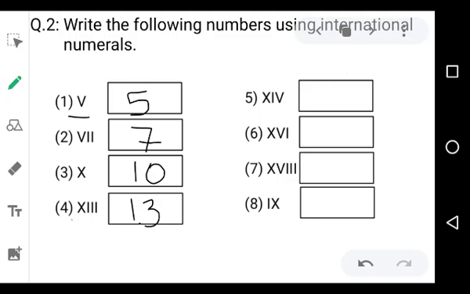Next is XIV. Here I is written on the left of V. That means 5 minus 1, 4, and 10 plus 4, 14. Next is XVI. Here I is written on the right side of V. 5 plus 1, 6, and 10 plus 6, 16.